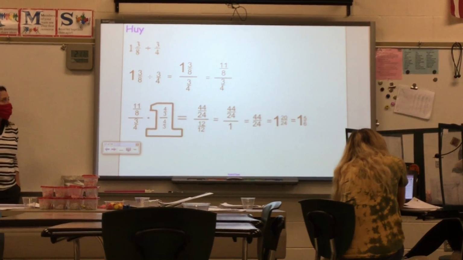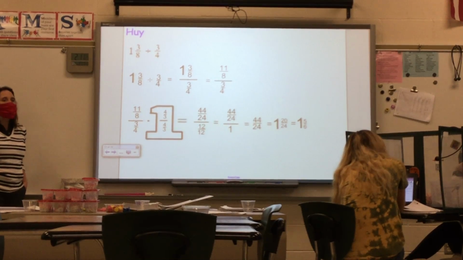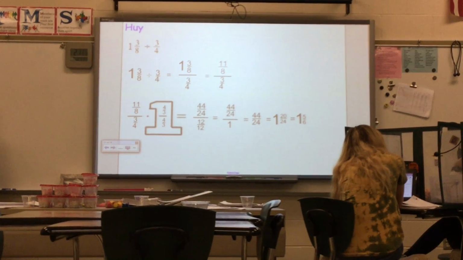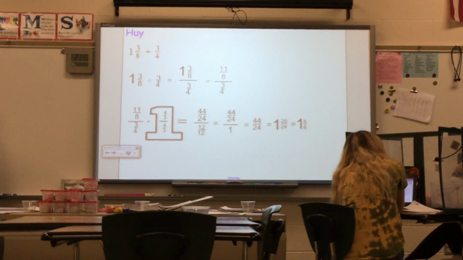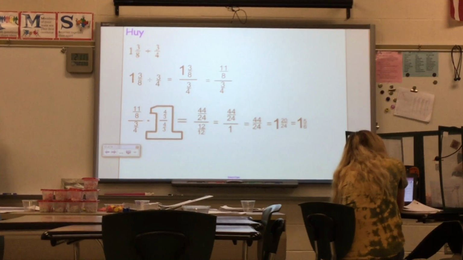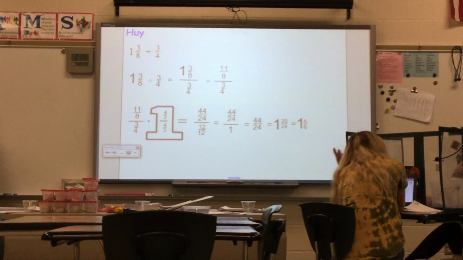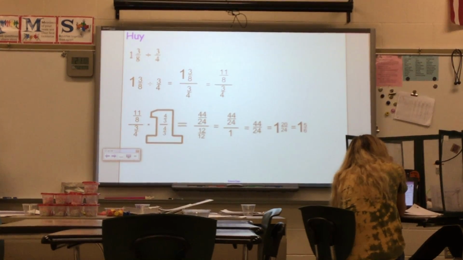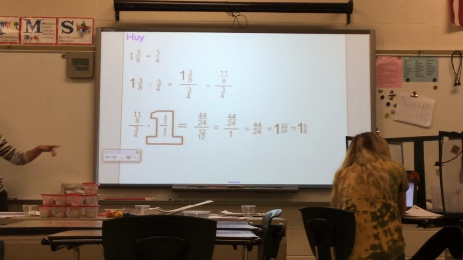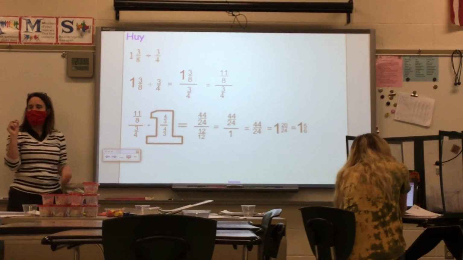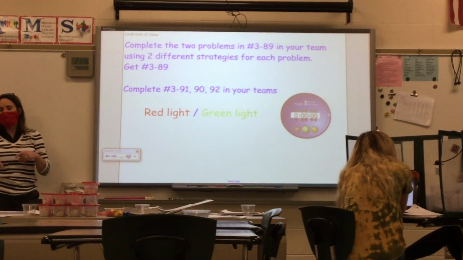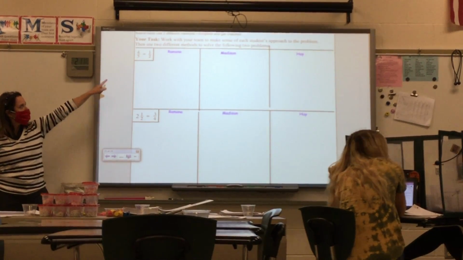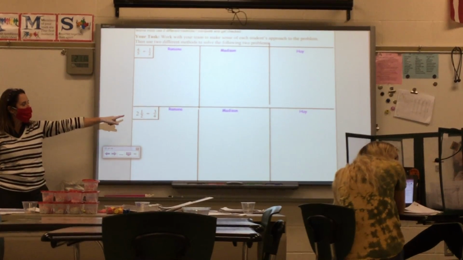You are going to work on 2 problems. You have to solve each of them 2 different ways, and you have to use each method at least once. Even if you don't like Ramona's, you have to use hers once. Even if you don't like Madison's, you have to use hers once. She was the common denominator. Ramona was the fraction, or the number line. Even if you don't like Hugh's, multiplying by that super giant 1, you have to use it at least once. So 89, those are those 2 questions on the bottom of 89. 4/5 divided by 1/2, 2 1/2 divided by 3/4.